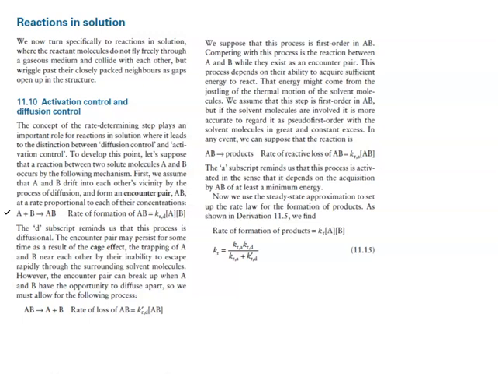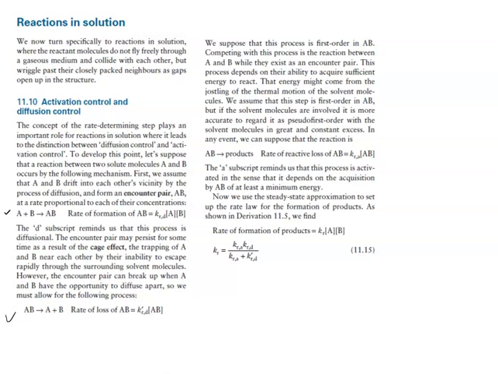However, the encounter pair can break up when A and B have the opportunity to diffuse apart, so we must allow for the following process, where the encounter pair AB dissociates to A plus B, with a corresponding rate of loss of AB equal to K_D prime times the concentration of AB. We suppose this process is first order in AB.